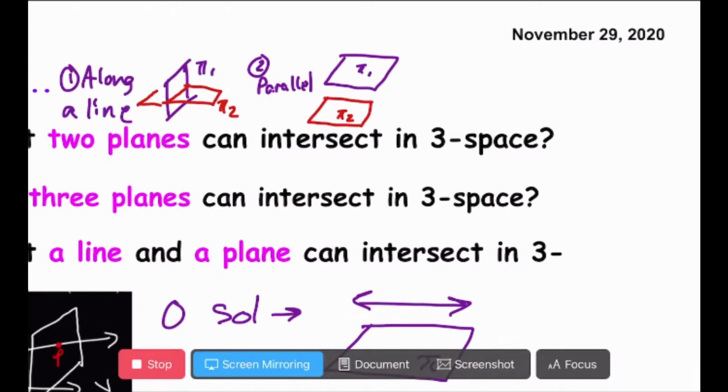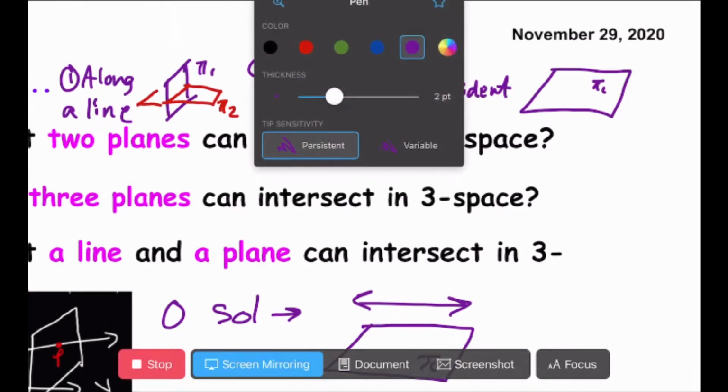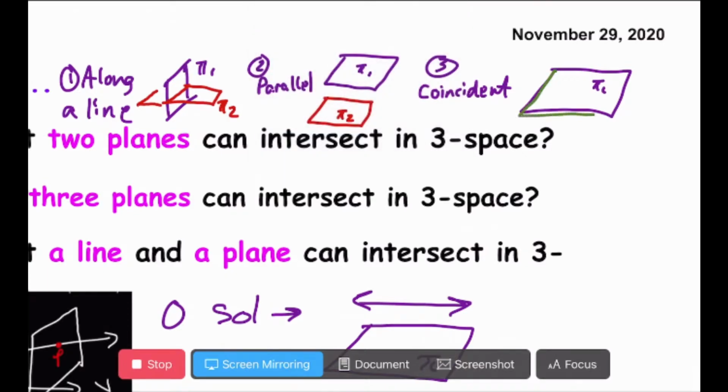And we can have coincident planes. So just like our coincident lines, they're going to lie within the same space, right? Like on top of and like through each other. So plane 1, oops, I don't like that. Let's tidy that up. Plane 1, and then plane 2 is in like the exact same space.